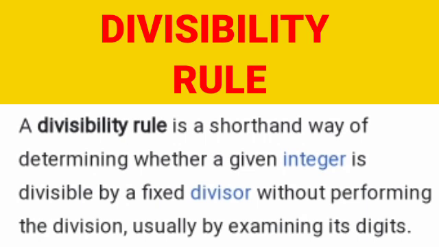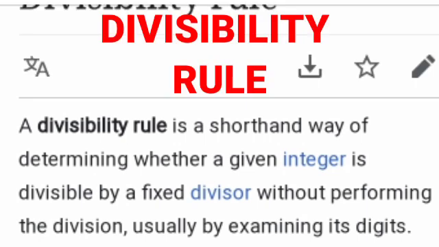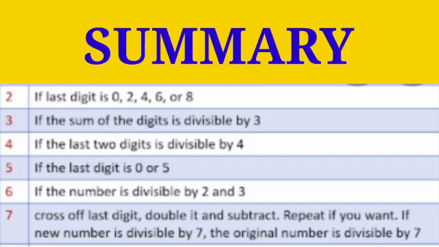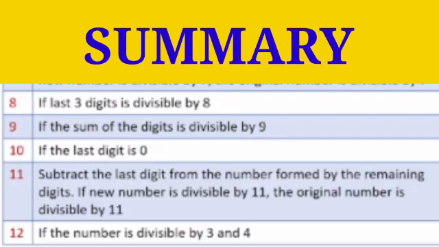Here we have to test the divisibility by examining its digits. As you know, there are 10 digits 0, 1, 2 up to 9. We form any integers using these 10 digits, so we have to test the digits present in an integer to test the divisibility. This is the divisibility rule.